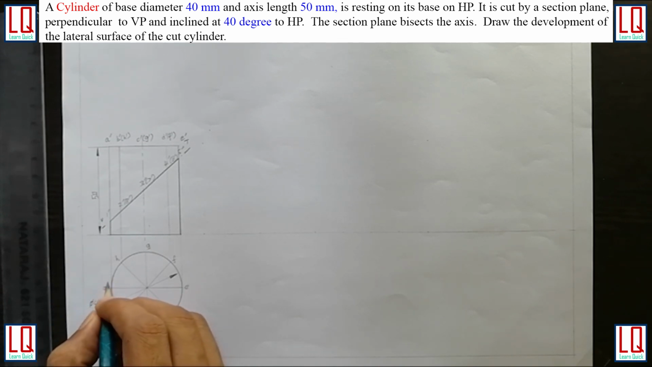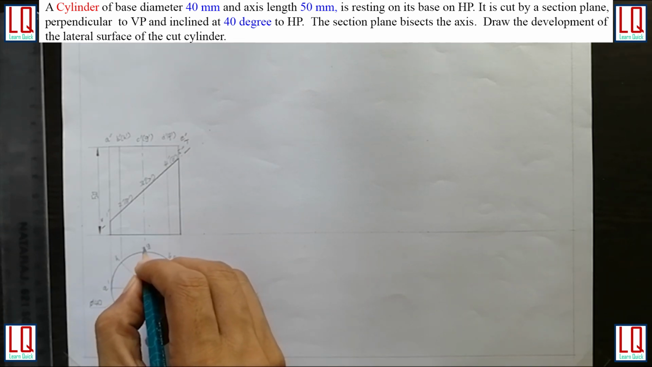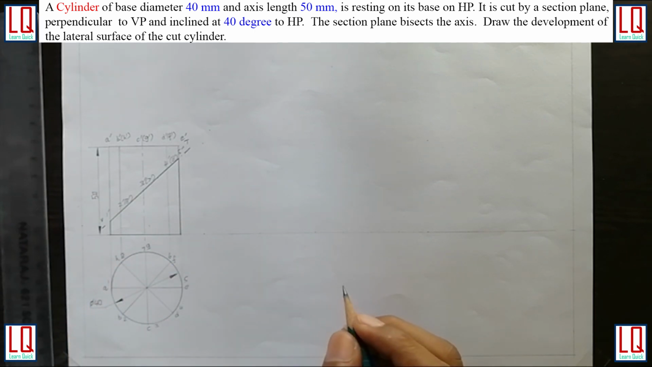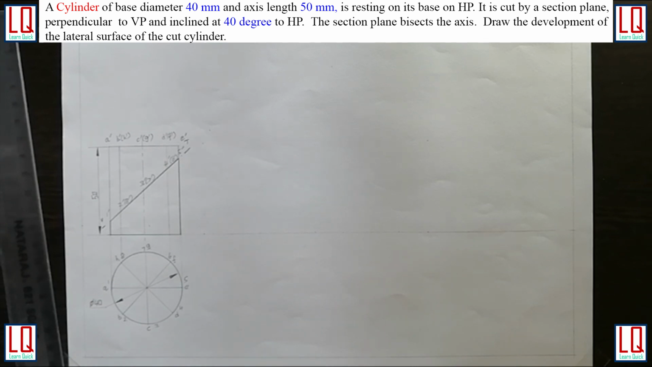So this point is going to be my 1. Similarly here 2, 3, 4, 5, 6, 7 and 8. So now we have drawn the sectional front view, and this is going to be the sectional top view. In the case of section of solids, we will be hatching.